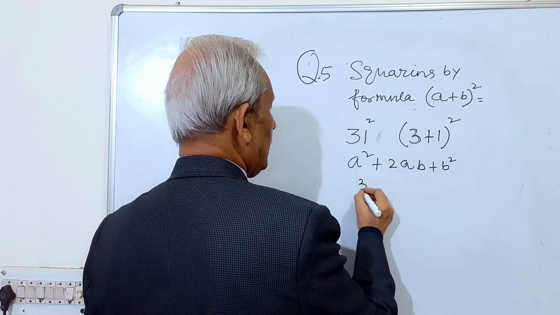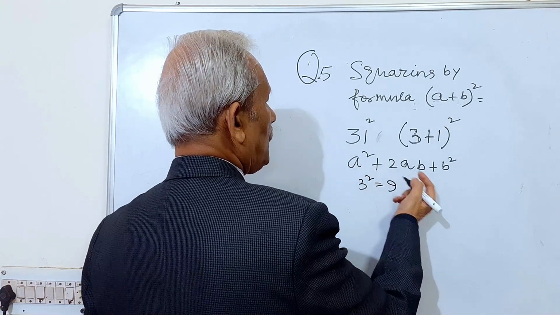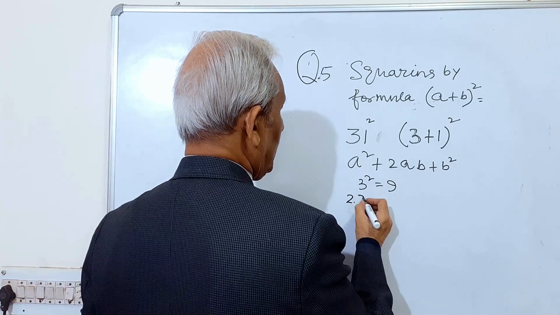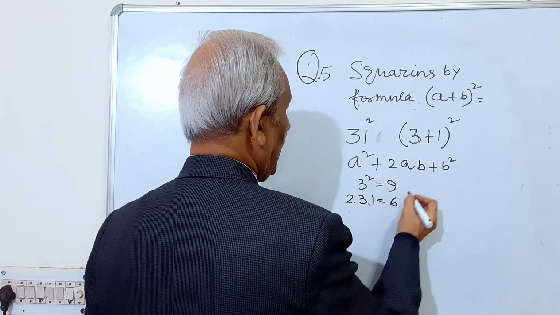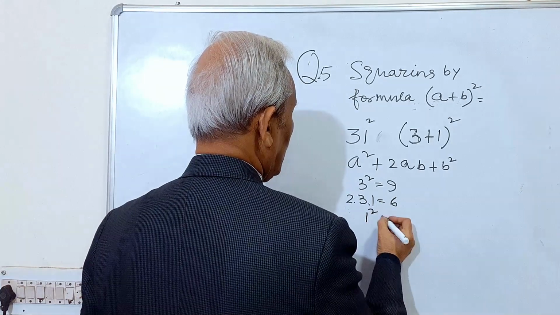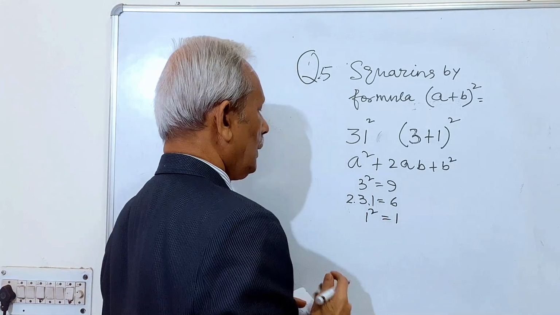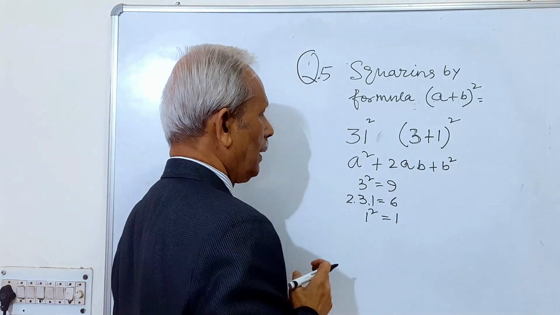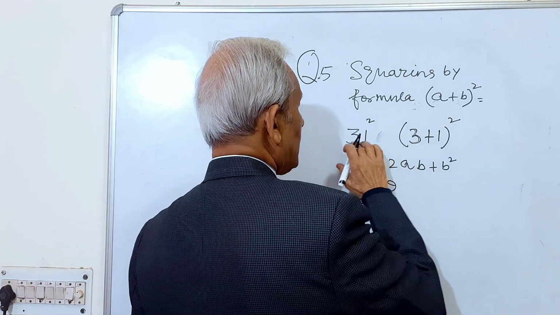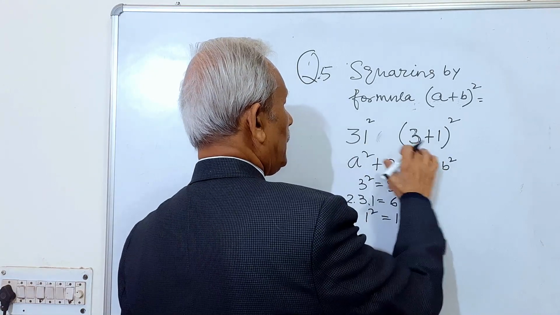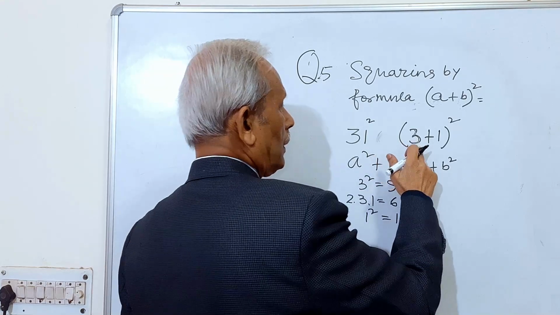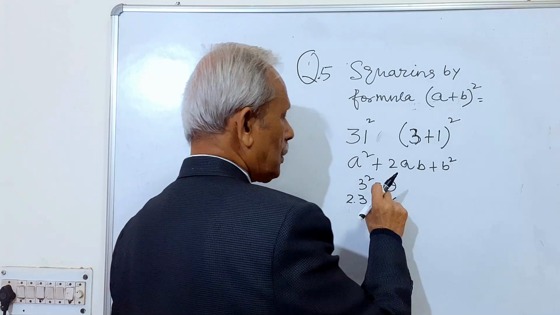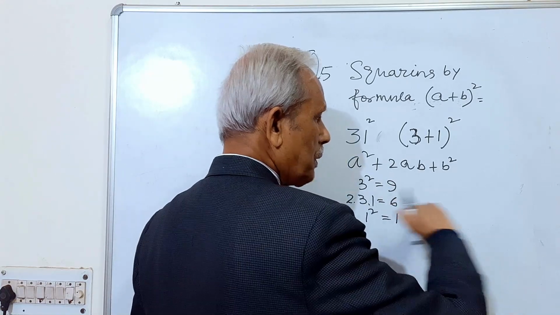3 square is 9. 2 into a into b is 2 into 3 into 1, which is 6, and b square means 1 square is equal to 1. Now these 3 terms, you need not write them, you can just remember and put them in the proper place. This is 3, which means here 30. The place value of 3 here is 30. Since it is 30, there is 1 zero after 3. So we will place all digits here just by shifting by 1 digit.